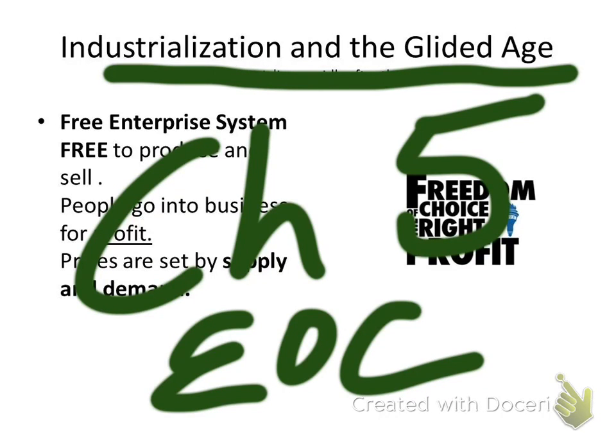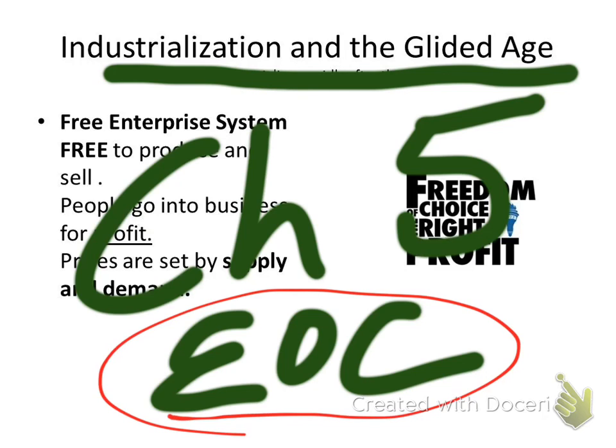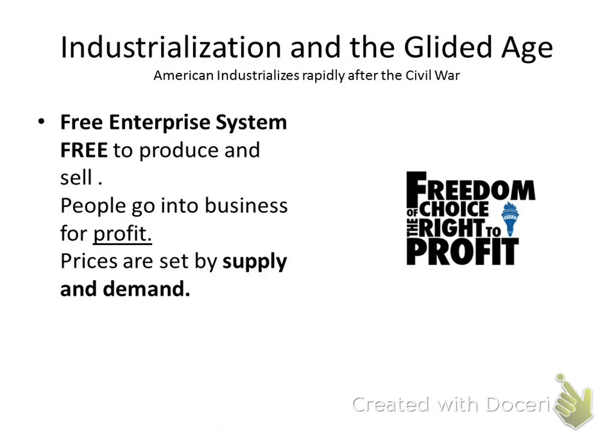Okay, this is the second of a series of end of course videos over U.S. history, end of course EOC STAAR videos. This is over chapter 5 of the Gilded book, and the title is Industrialization and the Gilded Age. If you were to watch these videos and these videos alone, you would have a pretty good idea of what would be on the STAAR test.